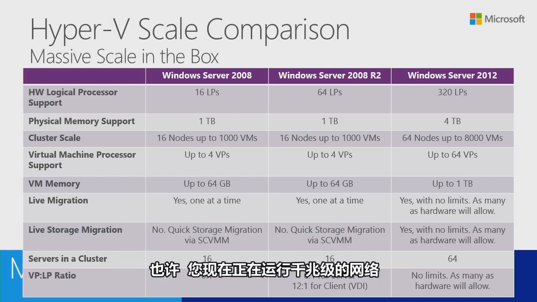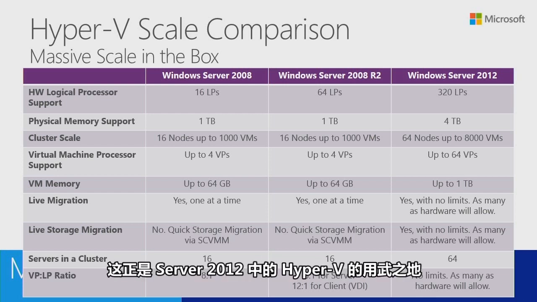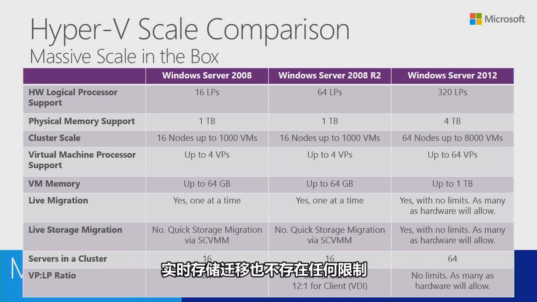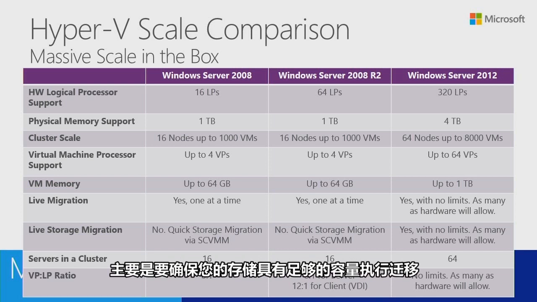So maybe today you're running a gigabit infrastructure, but when you make that 10 gigabit investment, guess what? Hyper-V is ready for you with Server 2012. Live storage migration also has no limits. Basically, you've got to make sure your storage has all the capabilities to do it, but it's all there.